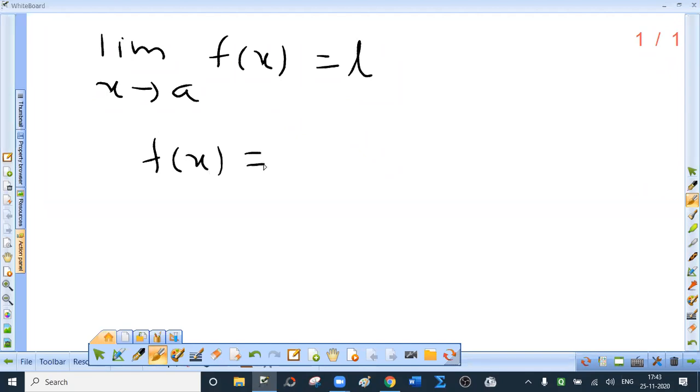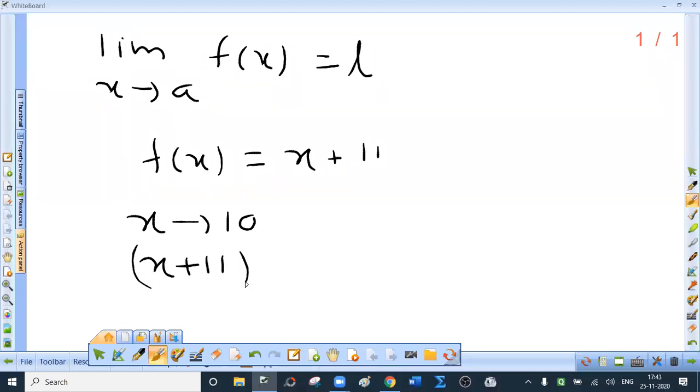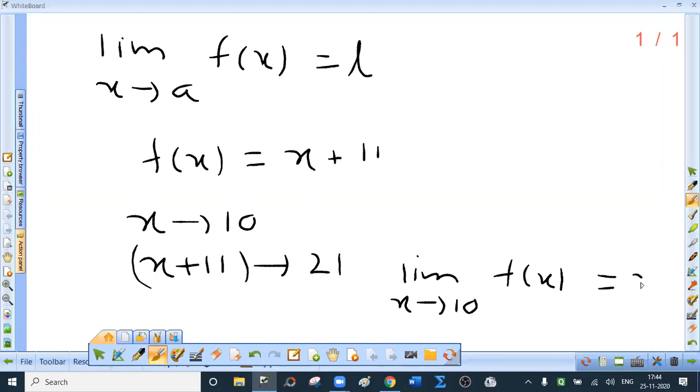Suppose f(x) is x plus 11. Now tell me, if x approaches 10, now you will ask me why 10? If you don't like 10, consider 10,000, 11, any real number. As x approaches 10, x plus 11 will approach which number? Tell me. 10 plus 11, that is 21. So this 21 is called the limiting value of the function f(x) as x tends to 10. I write this as limit of f(x), what is f(x) here? x plus 11, as x tends to 10 is nothing but 21.